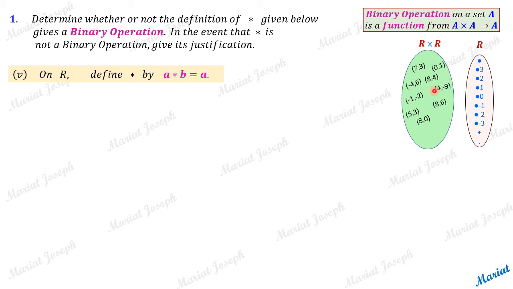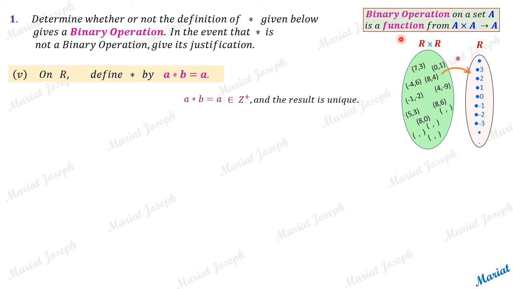Each pair, what will be the image of 8, 6? The image of 8, 6 will be 8 itself. That is what the rule says. A star B is A. The image of A, B is A. First number is the result. So 8, 6 image will be 8. 8, 0 also has the image 8 itself. That is okay. That doesn't fail it to be a function. Each element should have a unique image. 8, 6 has a unique image 8. 8, 0 also has a unique image 8. No second image possible for 8, 0. Both of them having the same image doesn't violate the definition of a function.